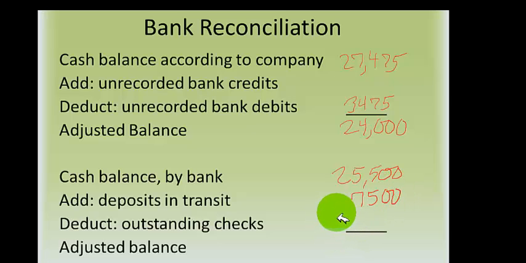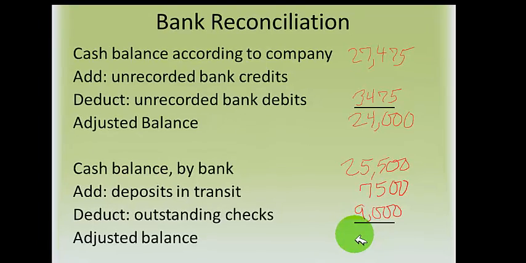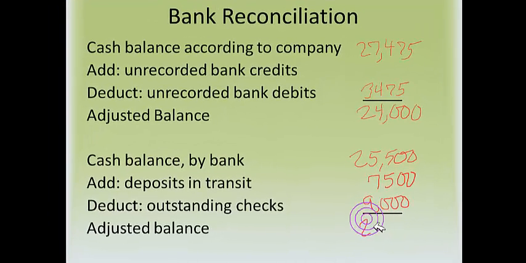Then our outstanding checks need to be subtracted because those are amounts we paid other people, but they just haven't deposited the check into their bank account, taking it from ours yet. So if we start with the $25,500, add $7,500, minus $9,000, we end up at our $24,000. Check that it's equal, and we know we are probably all accurate.